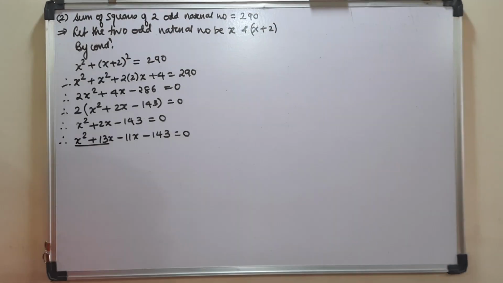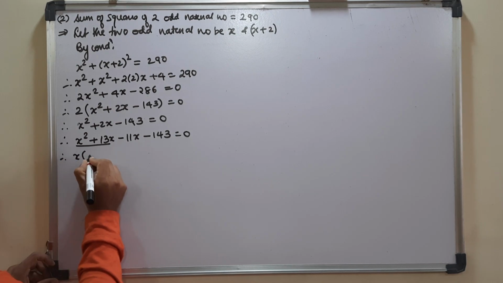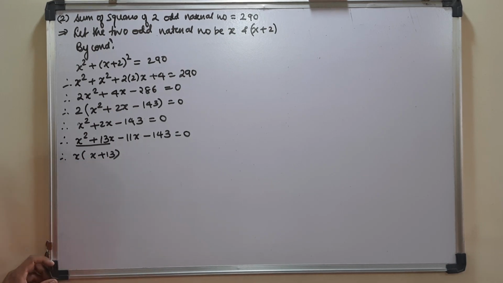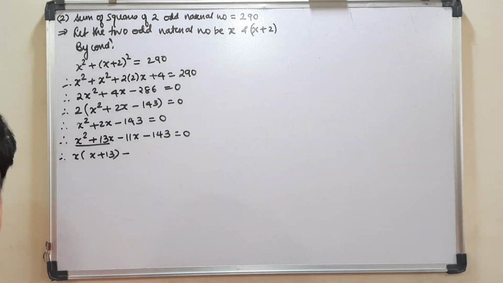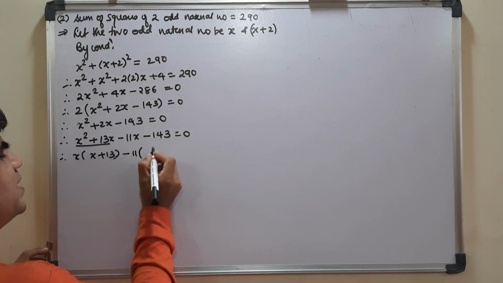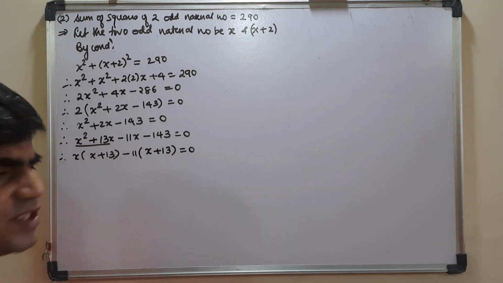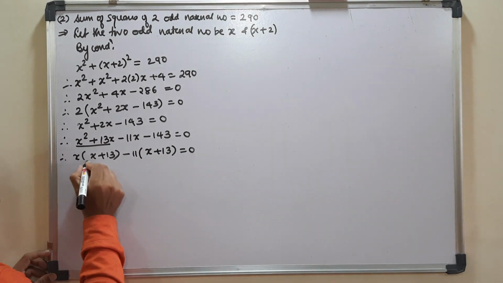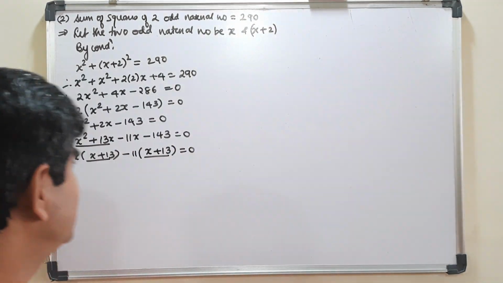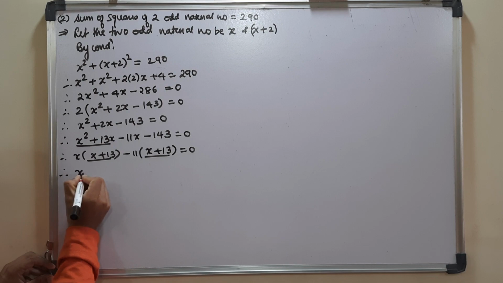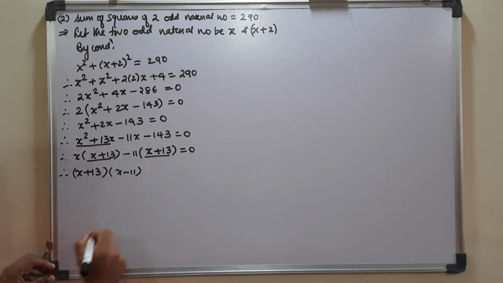So take the common, whatever is possible between the two. That is, you get here x common into x plus 13. Agreed? Then minus, what is common? That is 11 into bracket x plus 13 is equal to 0. Right? So this is your common. Take it once outside. So what you get here is x plus 13 into bracket x minus 11 is equal to 0.